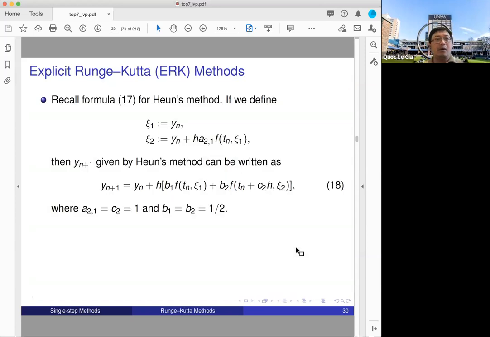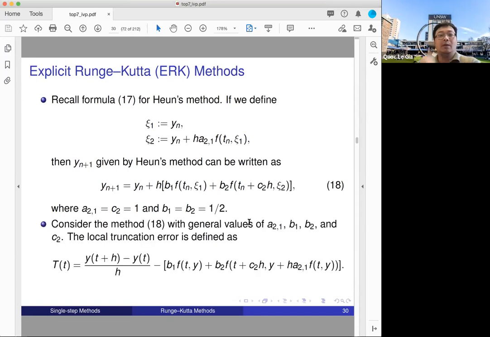Now we discuss the Runge-Kutta method. Remember Heun's method; you can write it down in this form. B1 and B2 are just some constants, in this case just 1/2. There's no C1, but C2 is just equal to 1. Now you can write down Heun's method in this form, and we will see why the order of convergence is order 2.